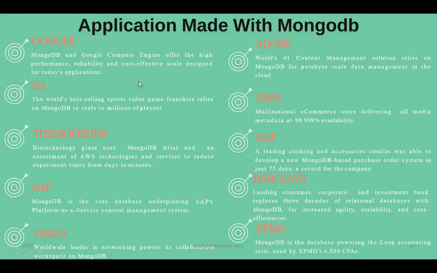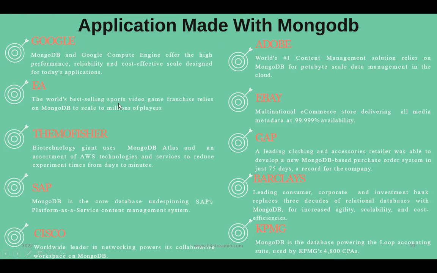And the next is MongoDB. MongoDB is a NoSQL database. Why choose MongoDB? Some top Fortune 500 companies are using MongoDB. One of them is Google, the search engine, which is also using MongoDB. And EA, you might have seen the EA games and all.